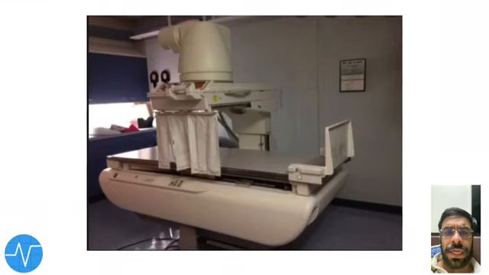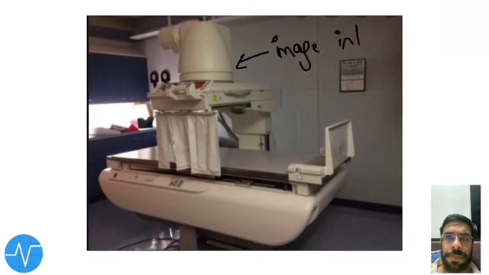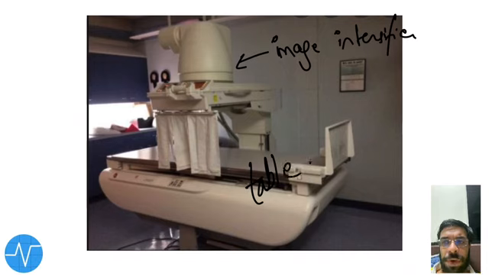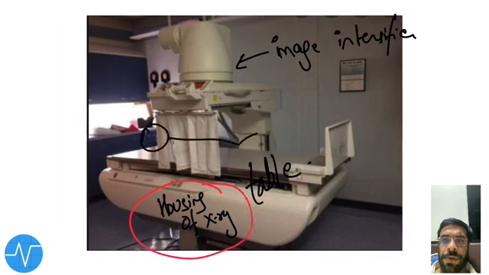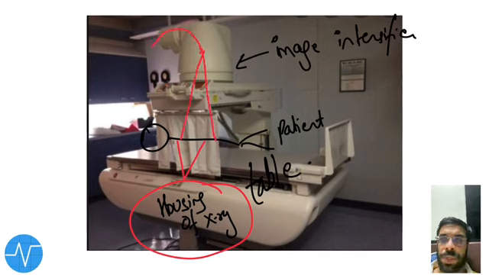Let's see this principle in the image. First, we'll draw the image intensifier. Then we'll draw the table. On this table, the patient will lie down. Therefore, we'll draw the patient also. Below the table, there is the housing of the X-ray tube. Now, from the housing of the X-ray tube, X-rays will be produced and hit the patient. This will go to the image intensifier. Through this, it will go to the monitor.